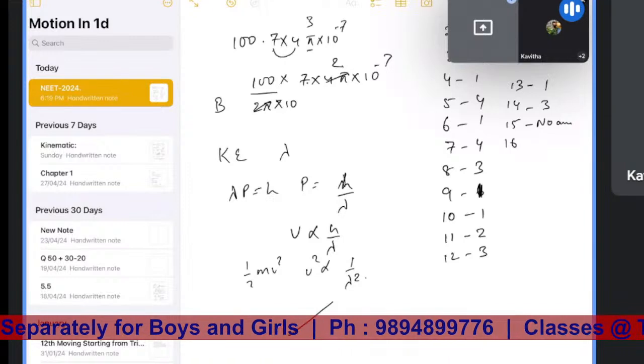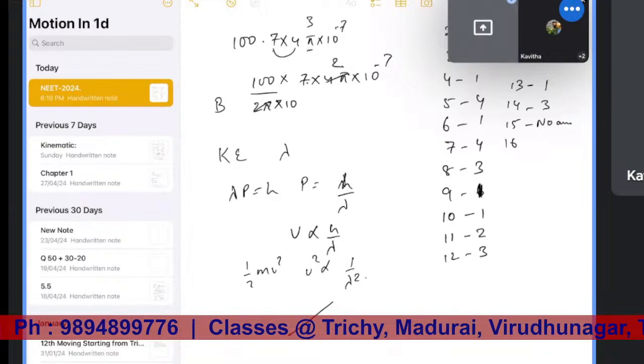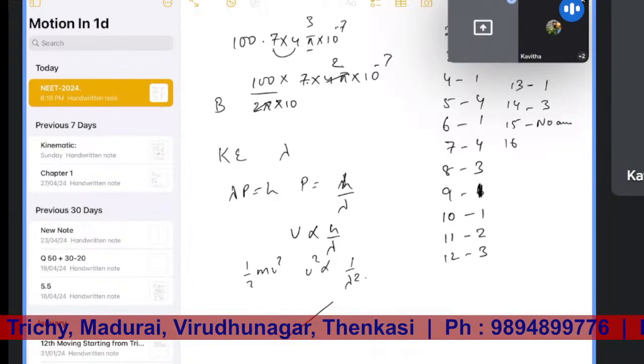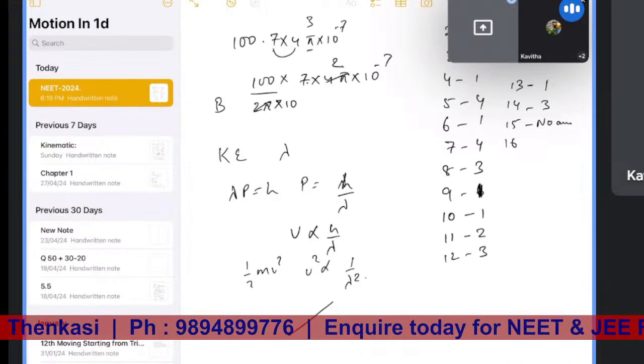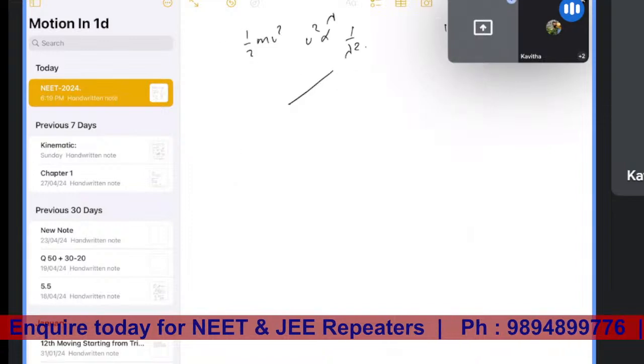So if the prism is made up of a denser medium, its refractive index should be more than 1. So option number 1, option number 3, option number 2 are ruled out. Now the only possible option is option number 4. So without doing anything, you may tick option number 4.